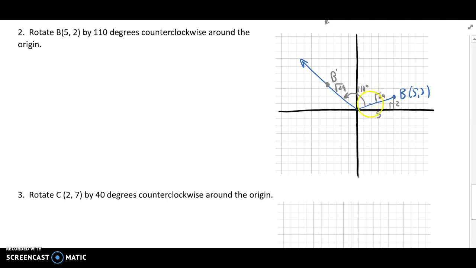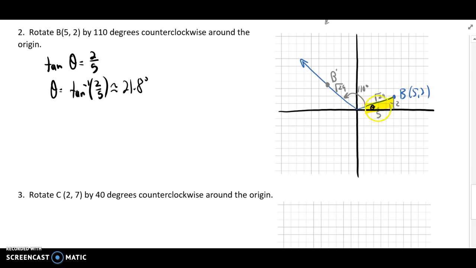Now, to actually figure this out, in this little yellow right triangle right here, call this angle theta, we can figure out the measurement of theta. Specifically, because it's a right triangle, we can use SOHCAHTOA. The tangent of theta is 2 over 5, so theta is the tangent inverse of 2/5, and that is approximately 21.8 degrees. That's all through the calculator.